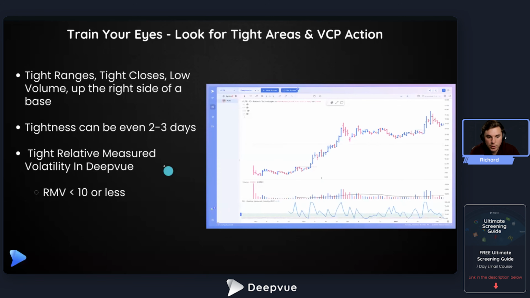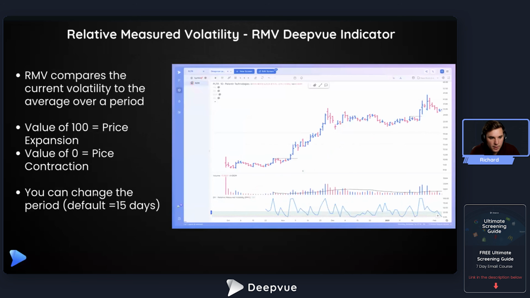And relative measured volatility in Deepvue can help you identify these. What I look for is RMV of less than 10. And RMV, we'll get into what exactly this is. This is basically a way to judge the current volatility compared to what the price action is normally doing for that stock. So it's relative to itself. A value of 100 in RMV means there's price expansion. Price is very volatile relative to normal. A value of 0 means there's price contraction. Price is a lot tighter than normal. So for volatility contraction patterns, we're often looking for values of 0 or at least less than 10, which is pretty darn tight as well.